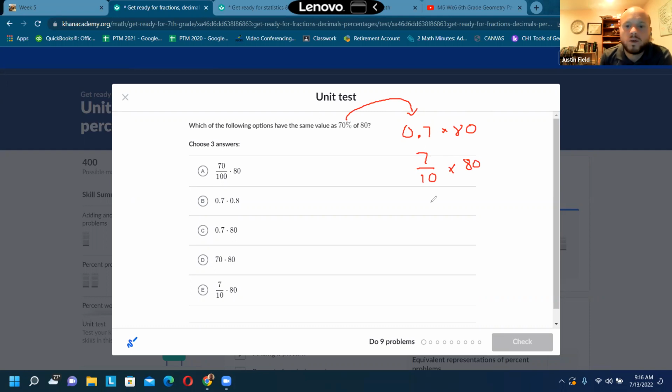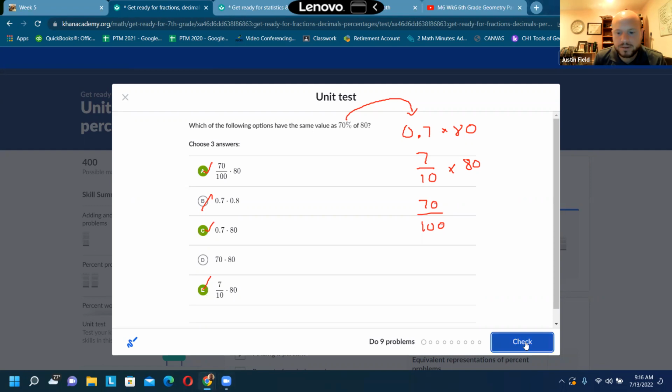70 hundredths is the same as 7/10, right? Because if you add a 0 to both of them, then it's equivalent. So A is right. 0.7 times 0.8? No, because we're not pointing the 8 there. This one's right. And this one's right. 1, 2, 3.